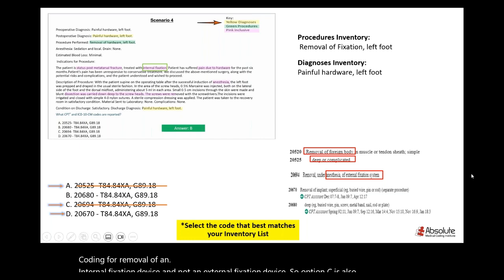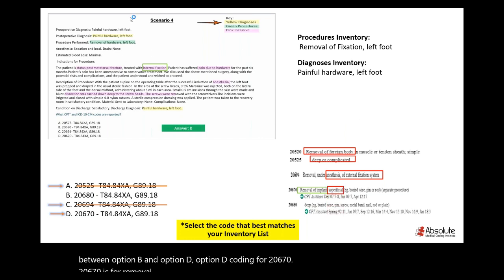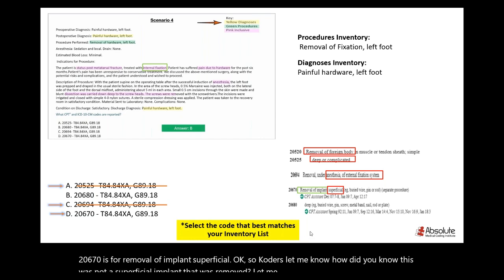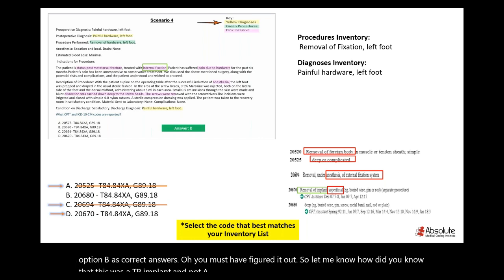And between option B and option D, coding for 20670: 20670 is for removal of implant, superficial. Okay, so coders, how did you know this was not a superficial implant that was removed? Let me know in the chat, coders. Everyone got option B as the correct answer, so you must have figured it out. How did you know that this was a deep implant and not a superficial implant? I'm curious to know.